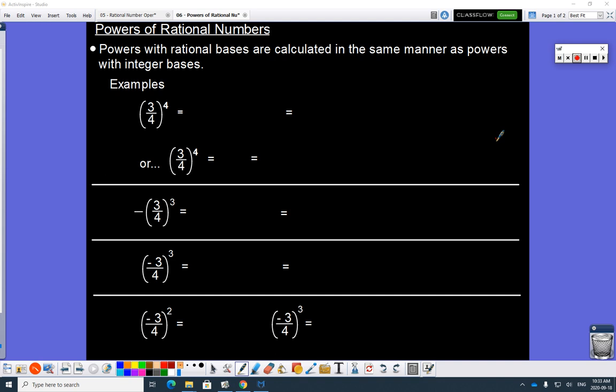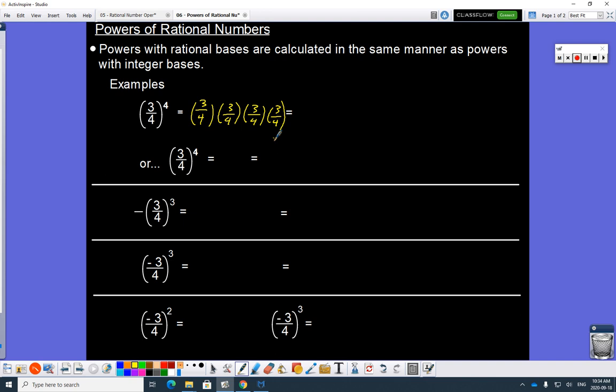The lesson's called Powers of Rational Numbers. I already did an example like this in another section, but I want to make sure it's clear. Powers with rational bases are calculated in the same manner as with integer bases. Let me show you what I mean. 3/4 to the power of 4 means 3/4 times 3/4 times 3/4 times 3/4, the exact same way we did with regular exponents. It just means repeated multiplication.